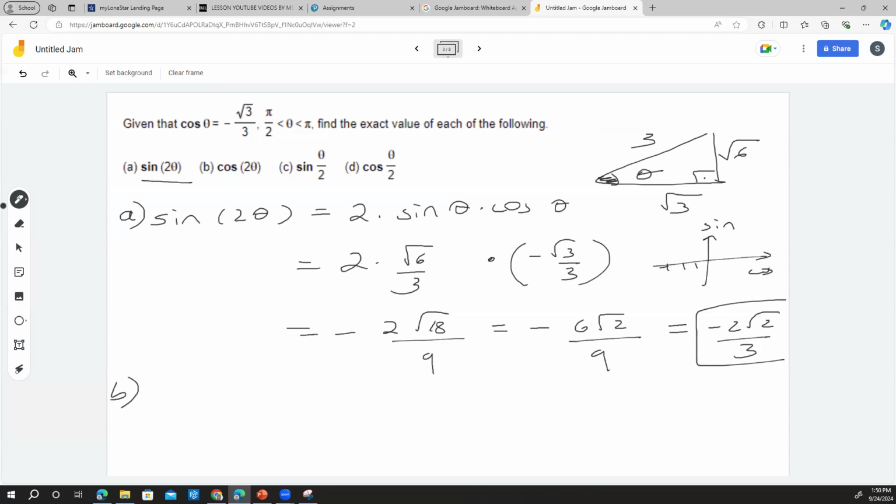For part B, for cosine 2 theta, my favorite version of the formula is cosine squared theta minus sine squared theta, but you can use the other versions if you like.